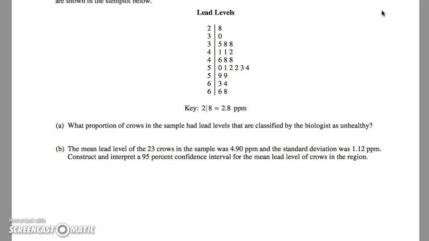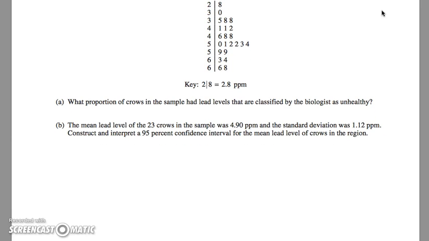So you have to answer, which is A: What proportion of crows in the sample had levels that are classified by biologists as unhealthy? B: The mean level of the 23 crows in the sample was 4.90 parts per million, and the standard deviation was 1.12 parts per million. Conduct and interpret a 95% confidence interval for the mean lead level of crows in the region.